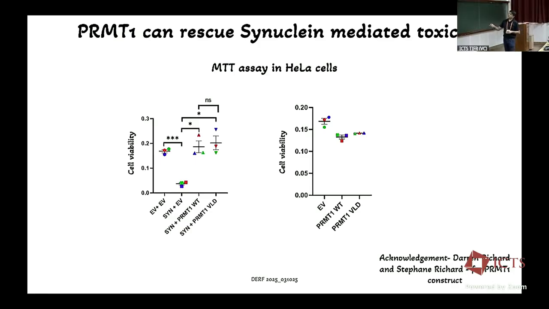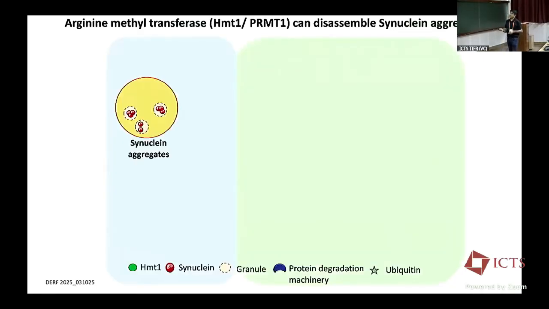This is the cell viability just by overexpression of PRMT1 and the VLD, suggesting that, if anything, there is a slight decrease. But of course, here we are seeing a rescue of the toxicity. There is no synuclein here. This is simply to ask the question whether these proteins on their own cause any kind of change in toxicity levels.